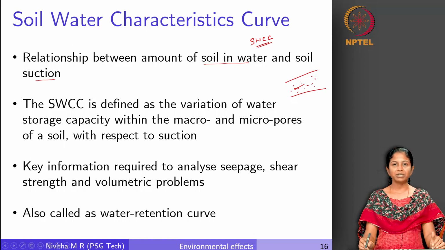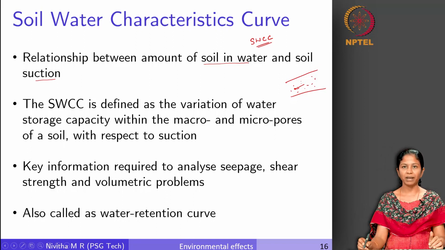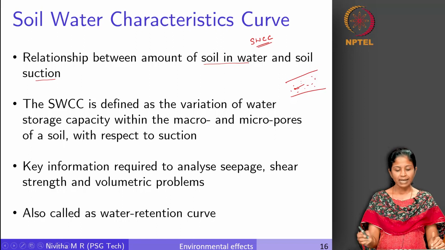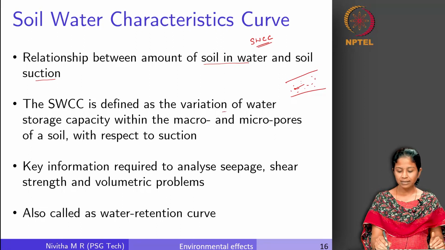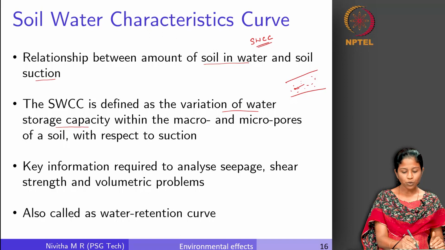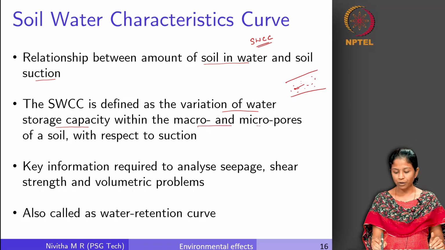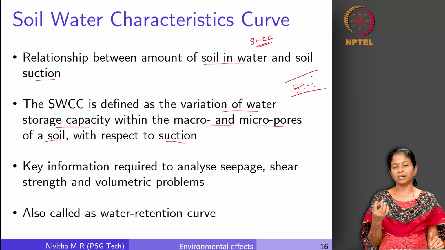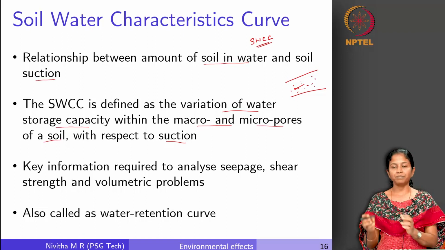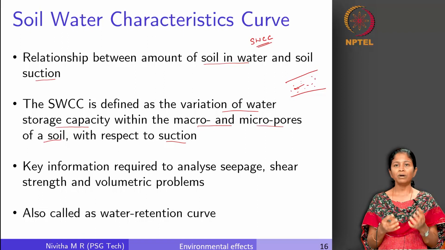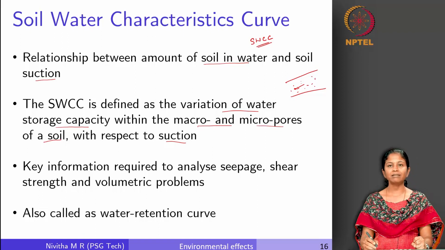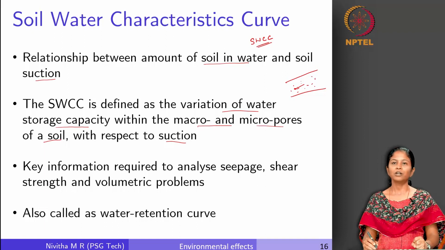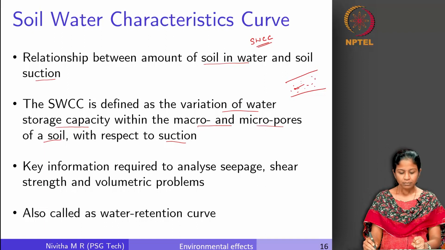There are many definitions and many interpretations which people make for this particular parameter. In another context, it is also defined as the variation of water storage capacity within the macro and micro pores of a soil with respect to suction. So if it is able to suck some amount of moisture from the surroundings, how much of it is it able to withhold in the micro and macro pores of the soil? That is another interpretation which certain authors make of the soil water characteristic curve.